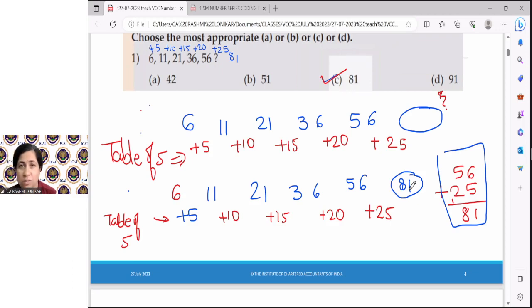Atharva, we have started with the logical reasoning. The first chapter in logical reasoning is number coding, decoding, and number series.